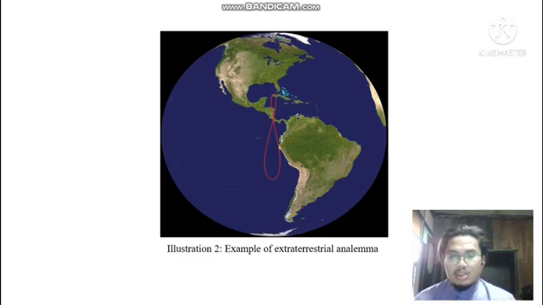So this slide shows illustration 2, which is an example of an extraterrestrial analemma.